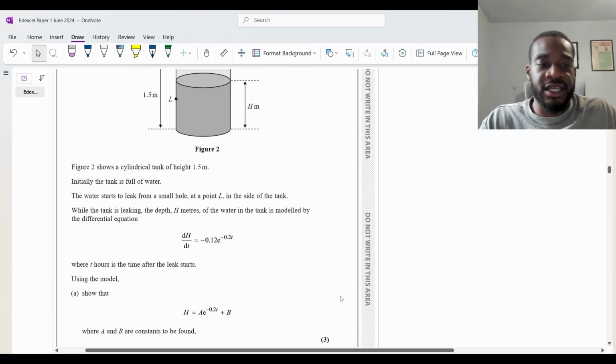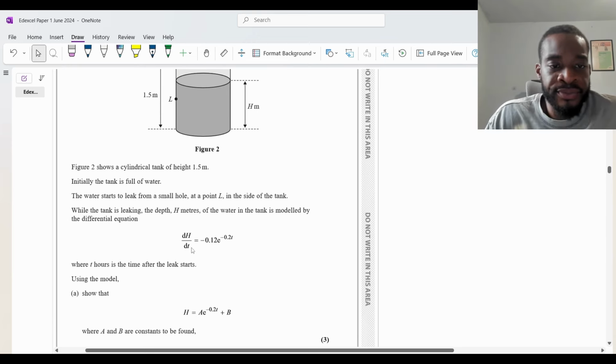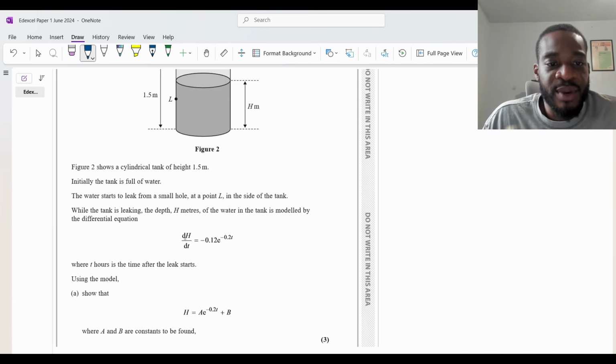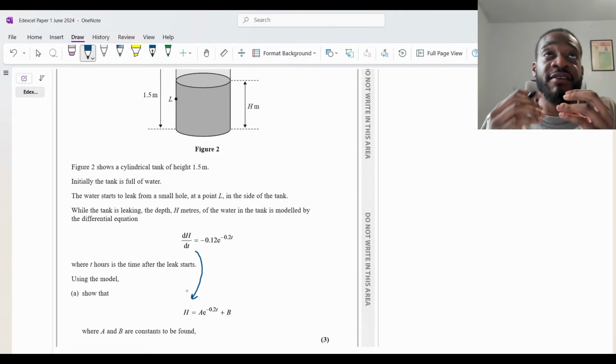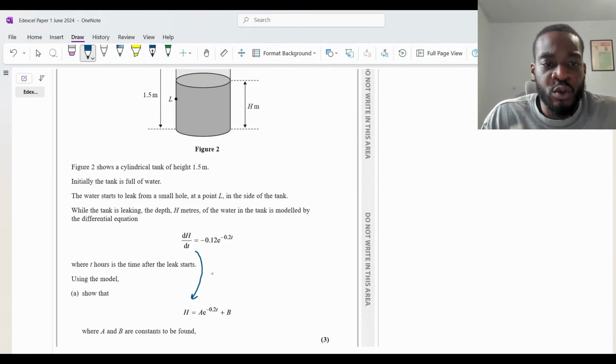Okay, so firstly, we're dealing with differential equations, right? We are given dh by dt and we need h, right? So even if you weren't sure, even if it didn't explicitly say it's a differential equation, you have dh/dt, you need h. How do you do that? Well, it's going the other way, isn't it? We're going to be integrating, okay?